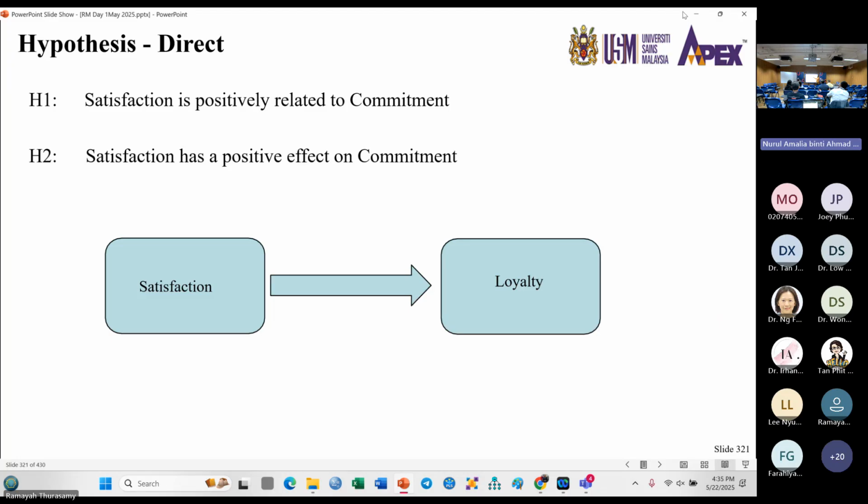If you write like this, we don't know which is the independent variable. I can also switch, right? "Commitment is positively related to satisfaction." Still not possible. But if you write number 2, "satisfaction has a positive effect on commitment," then we know the independent variable is satisfaction and the dependent variable is commitment. So I prefer to write like this.